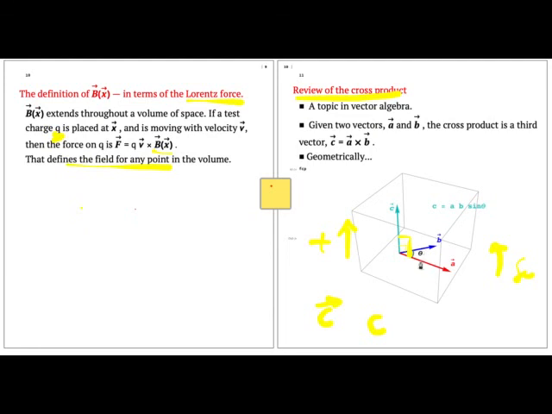If A and B were perpendicular, theta equals 90 degrees, then the sine of theta would be 1, and the length of C would just be the length of A times the length of B. But if A and B were at 45 degrees, then the length of C would be AB over the square root of 2. That's a geometrical picture of cross product.